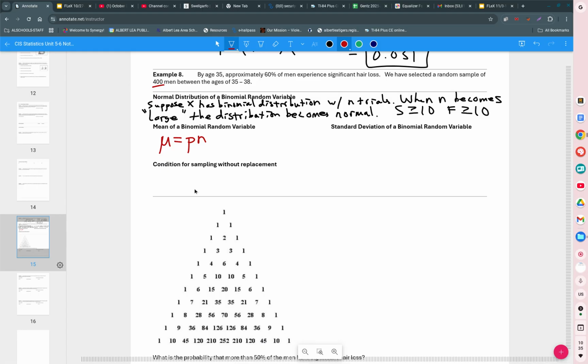How do we determine the standard deviation? I won't go into how we derive this formula, but it turns out the standard deviation is equal to the square root of the expected value, which is np, times 1 minus p. All these formulas I'll make sure I give to you on the test. I'll try to make sure that they are in your study guide packet tomorrow as well.